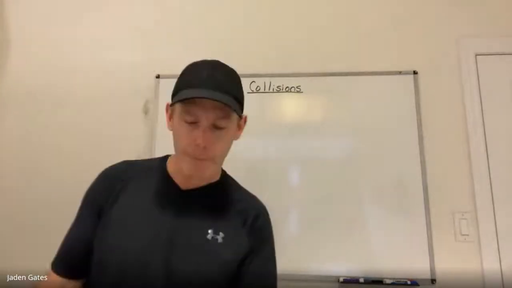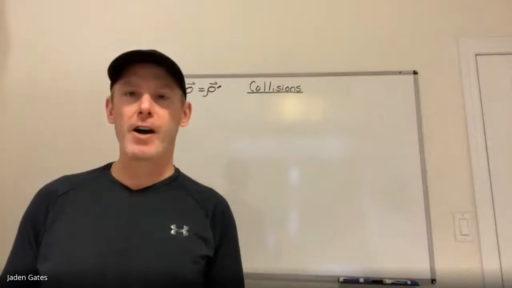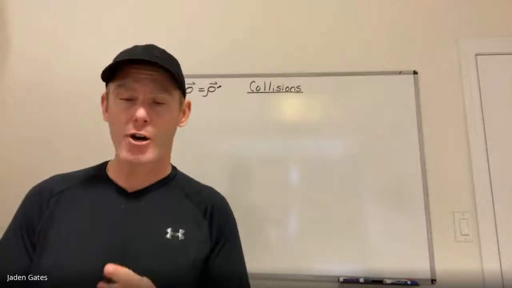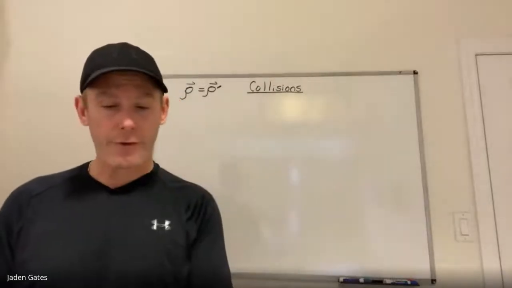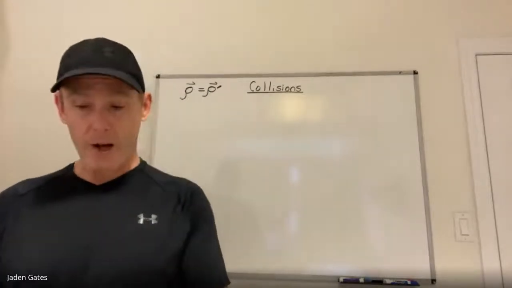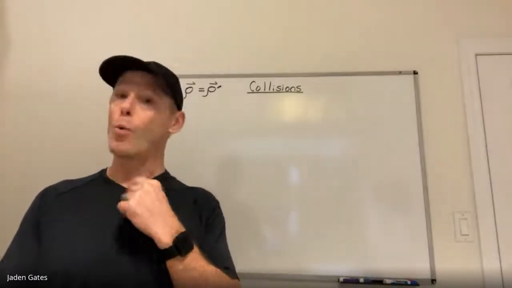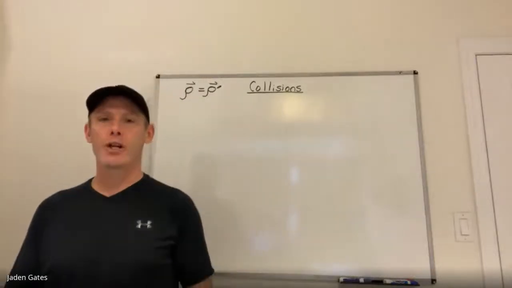It says a 0.5 kilogram object is moving at a velocity of 5 meters per second east, when it collides head on with a stationary 1 kilogram object. If the 0.5 kilogram object rebounds directly backwards at 1.2 meters per second, was the collision elastic? So is the energy conserved?